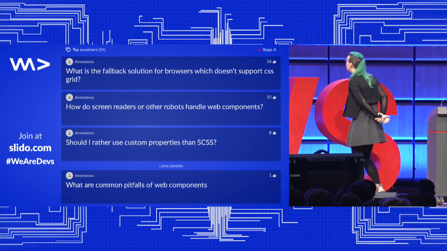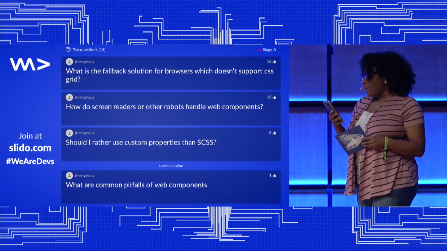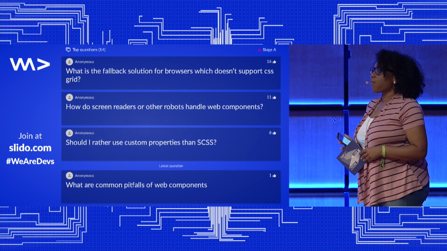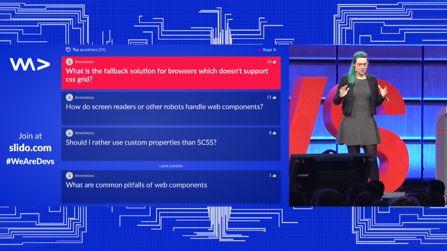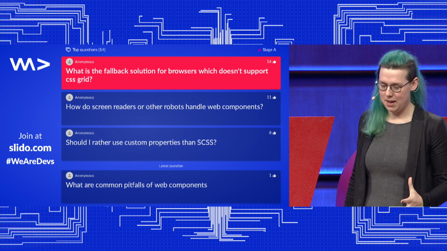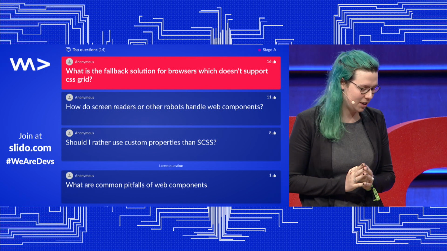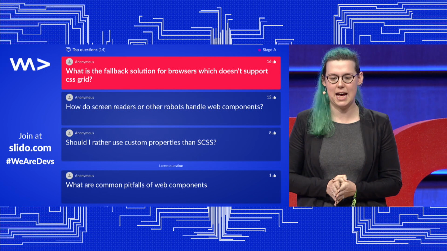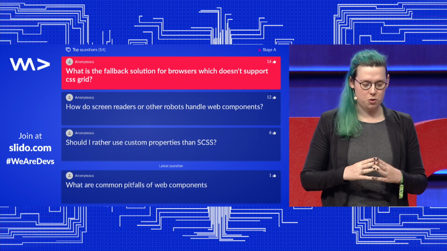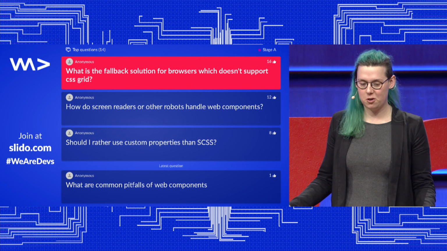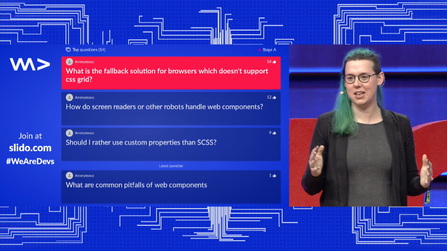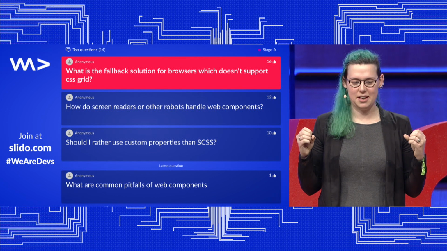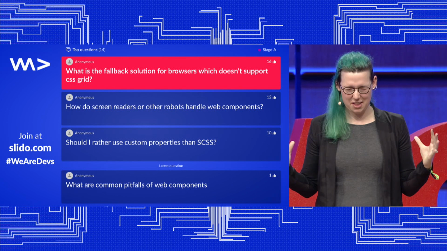Cool. The audience would like to know, what is the fallback solution for browsers which don't support CSS Grid? This is a good question. People much smarter than me have written guides on the appropriate Flexbox solution you can have. Una's written a tool, which I can't remember the URL off the top of my head. If she's here in the audience, can you tweet that out so people can find it? I think it was Grid to Flex or something.